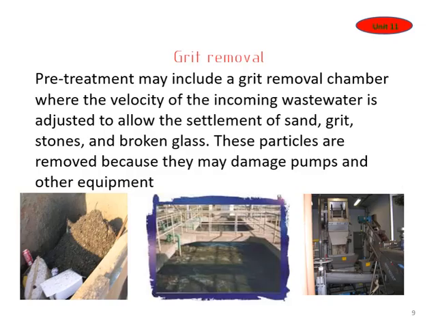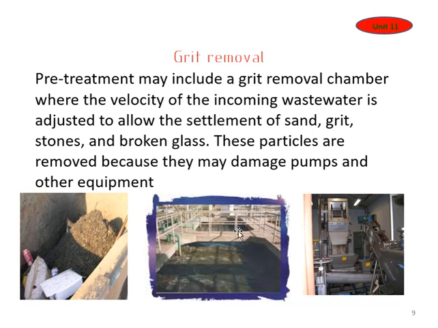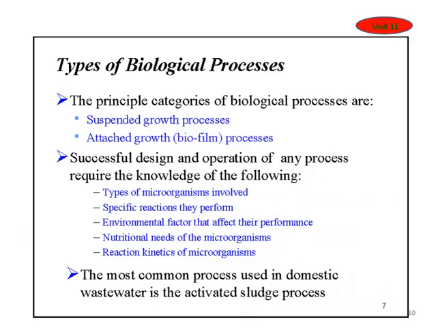Grit chamber is a unit operation where we remove the grit. Grit is, as I told you, the small solids like the sand, grit, stone, broken glass. These are the particles like this one, which can be removed from the wastewater. So why we do this? In order to protect the pumping system and the piping system, because it may damage the pumps, right, and other equipment when it goes further in the piping system. So that we can do in the grit removal chamber, which is a normal unit where we remove these solids.